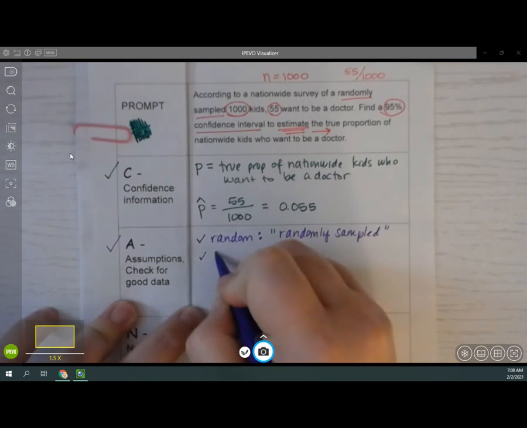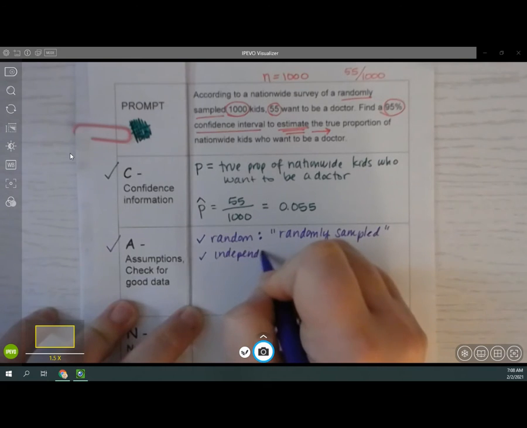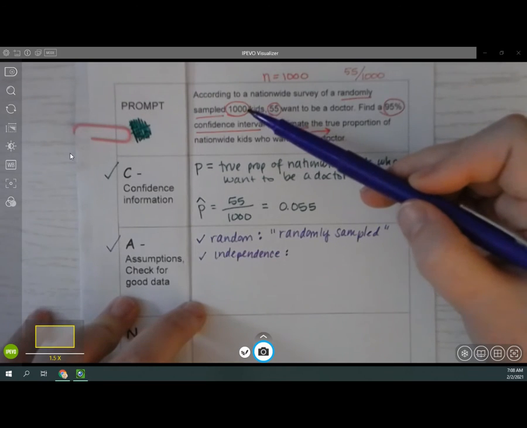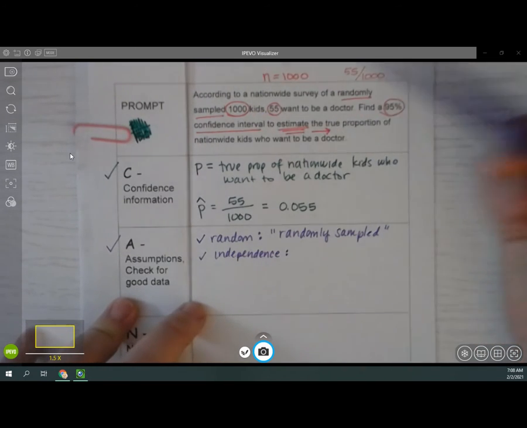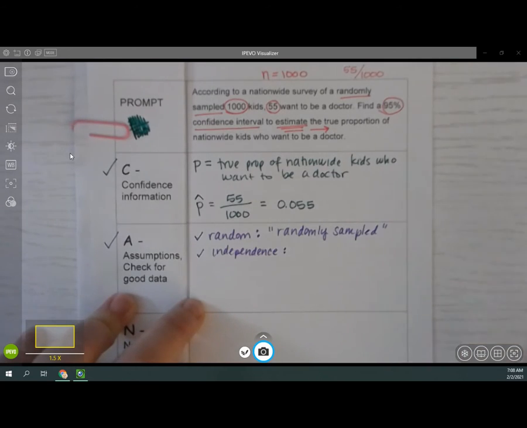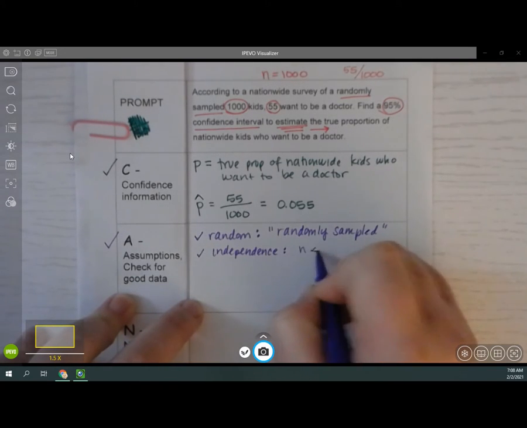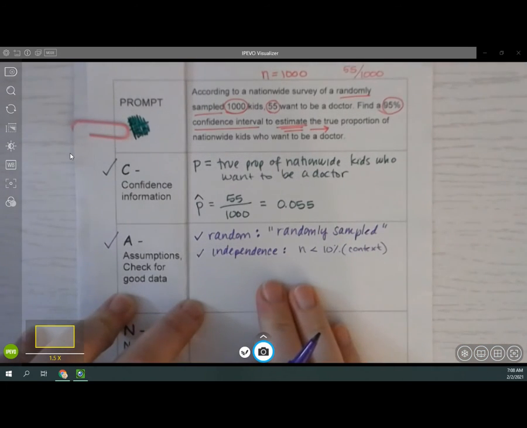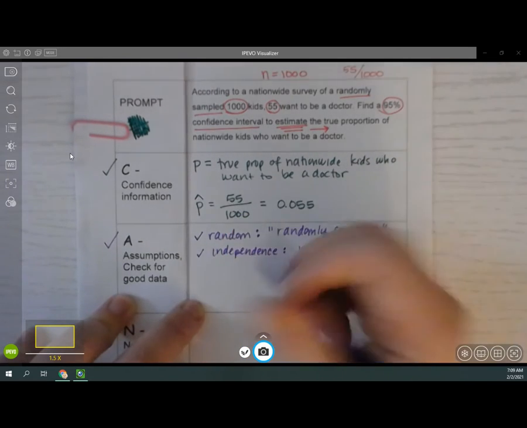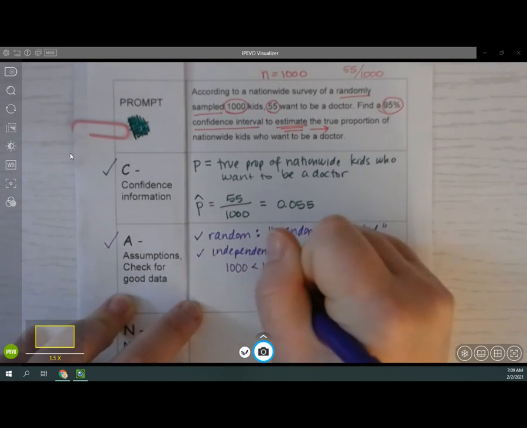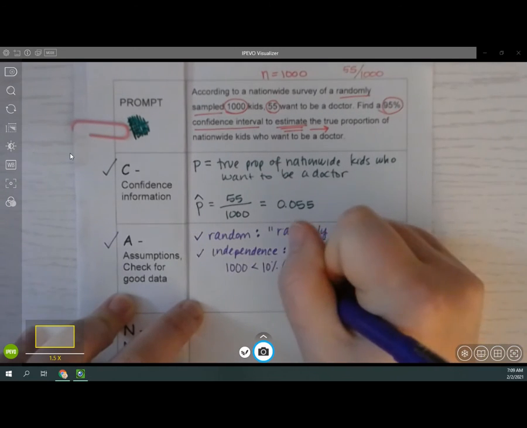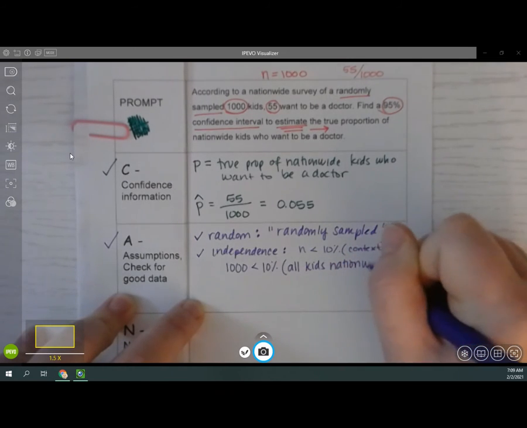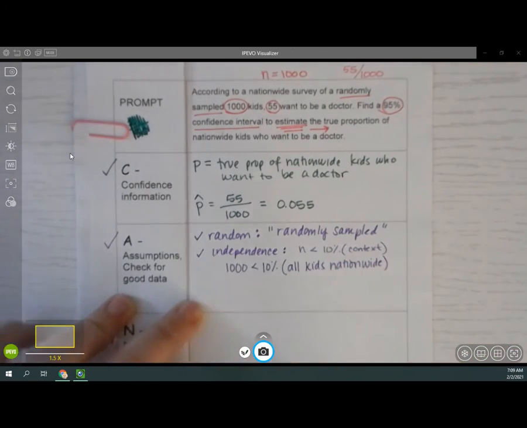The next thing I want to check is independence. I want to make sure that one child isn't affecting the next one. I want to make sure that I didn't talk to too many kids that I could fear having some repeats in there. So the formal version of that is taking my total and saying less than 10% of the context. So let's go ahead and write that out. n is 1,000. So 1,000 is less than 10%, and my context is all kids nationwide. That really does make a difference, making sure we put all of them.